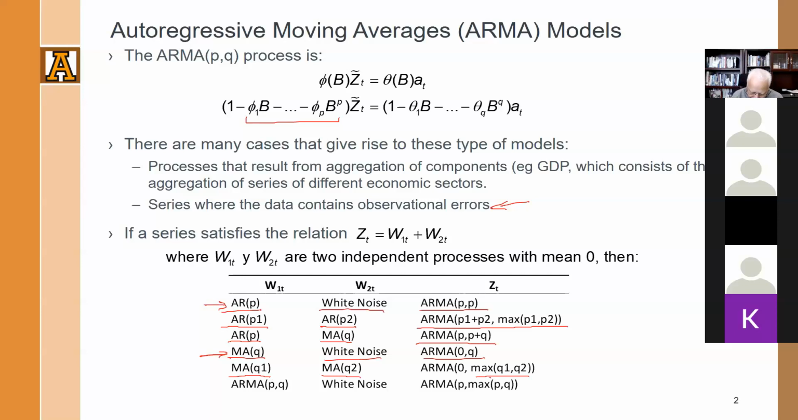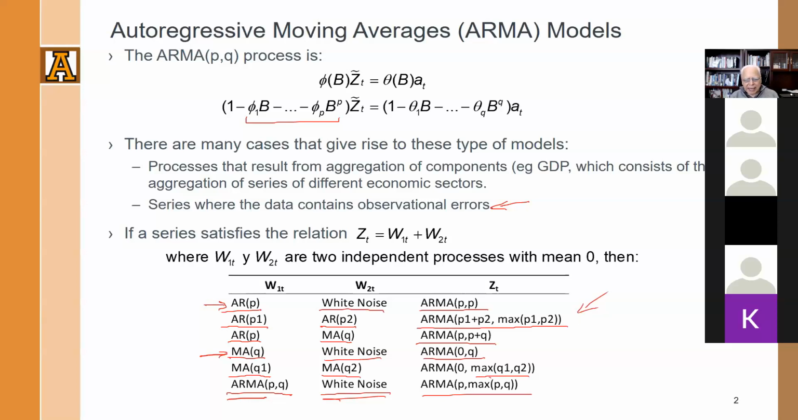And if we have an ARMA(p,q) and we add white noise, we get an ARMA(p, ...), and what changes is the order of the moving average component, which becomes the maximum between p and q. So those are particular cases where we're adding two processes that have either autoregressive or moving average parts, or in this case an ARMA already, and we add white noise. So these are different forms in which we can get these ARMA models.